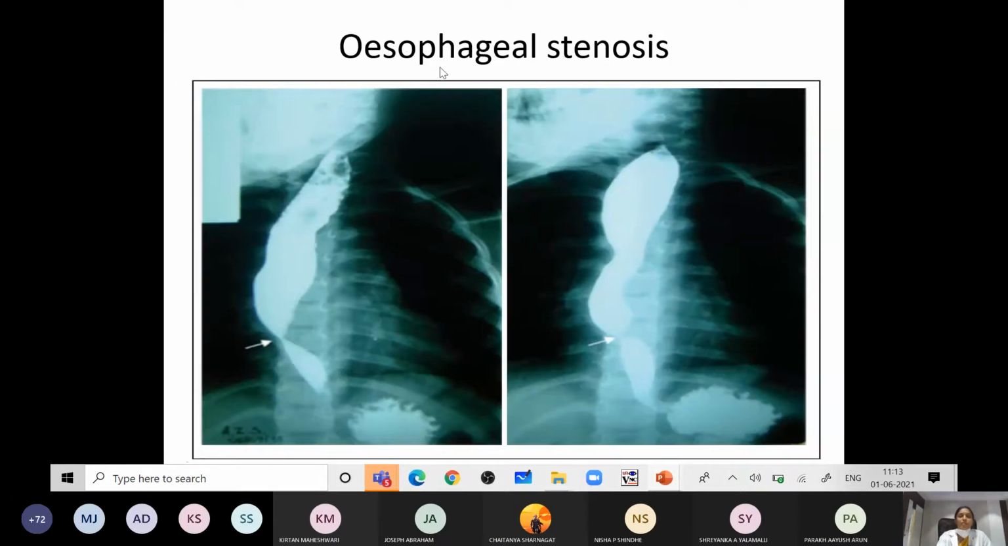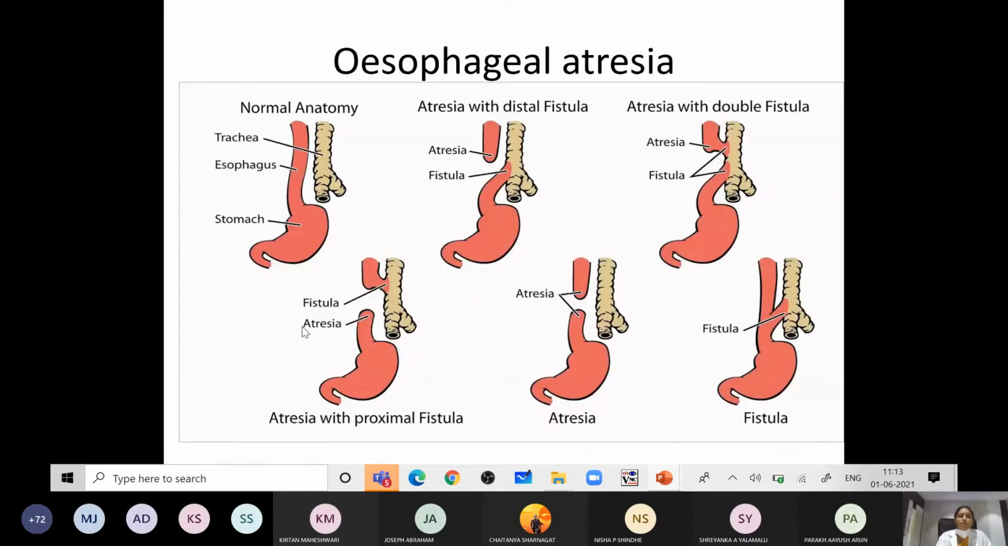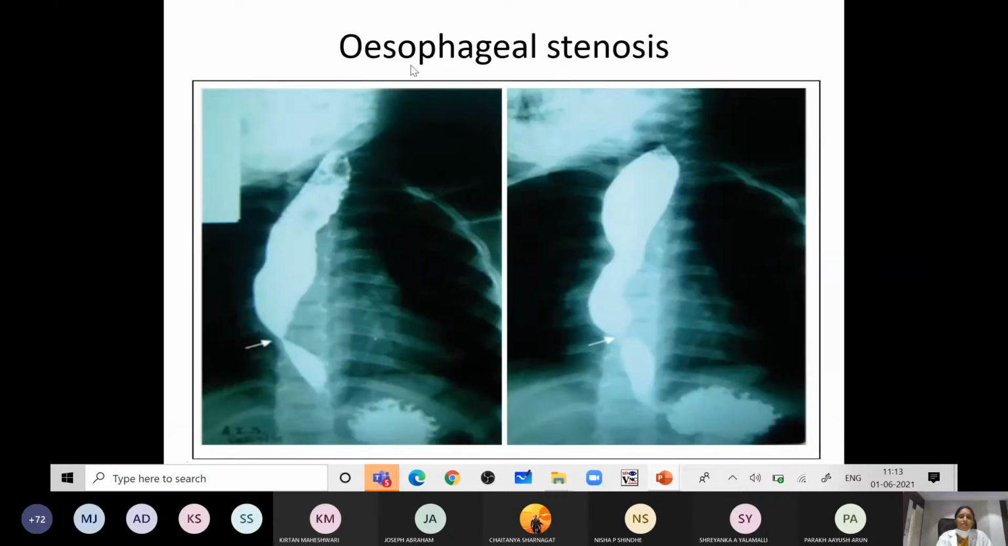Now next is esophageal stenosis. There will be narrowing of the lumen of the esophagus. Atresia is a complete closure, there is no communication at all, and the food will not enter further. Clear? Whereas stenosis is a narrowing of the tube. Partial entry will be there. In these radiograms you can see partial closure of the lumen. That is esophageal stenosis.